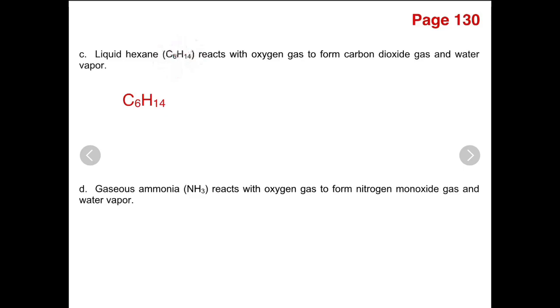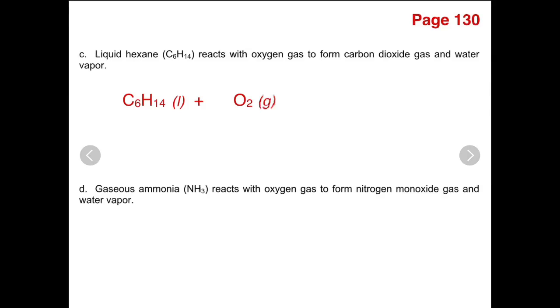The thing that you will need to know is what we learned in the previous chapter section, for example, how to name an ionic compound and a binary molecular compound that we learned earlier. So this is liquid hexane. I'm going to start with that. It reacts with oxygen gas. Again, you need to know that oxygen is one of the diatomic molecules, so it would be O2. Okay, it forms carbon dioxide.